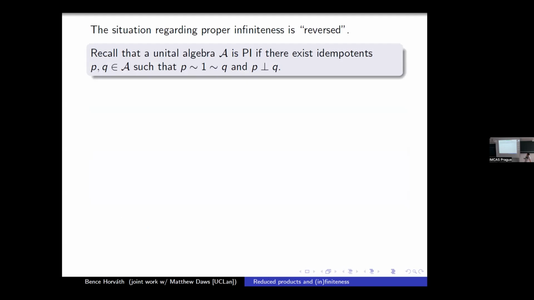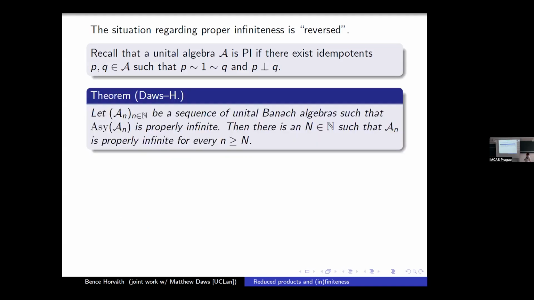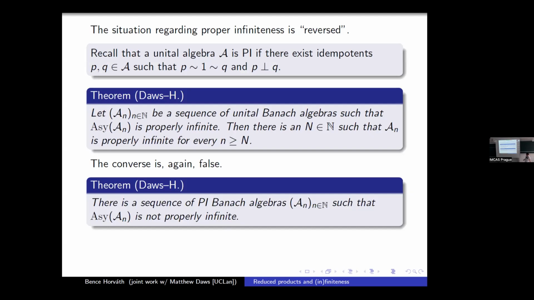Okay, proper infiniteness. I just want to say quickly something about this because the situation is completely reversed. So there, what happens is that whenever the asymptotic sequence algebra is properly infinite, then no matter how weird these things may or may not be, always from your underlying sequence cofinitely many will be properly infinite. The converse is false again. So it can happen that you have a sequence of properly infinite Banach algebras, but this asymptotic sequence algebra will not be properly infinite.